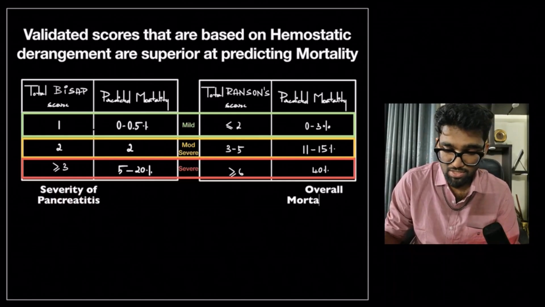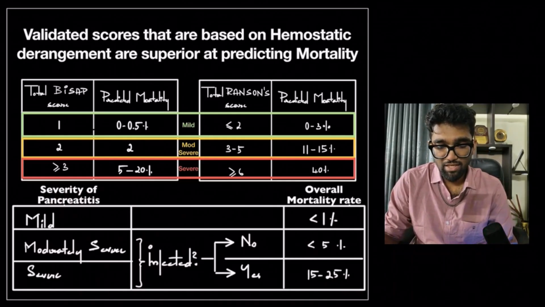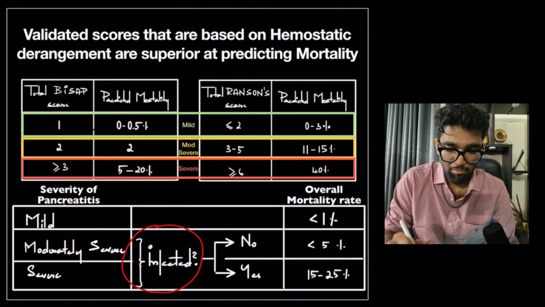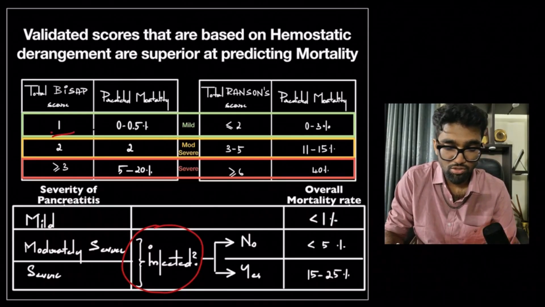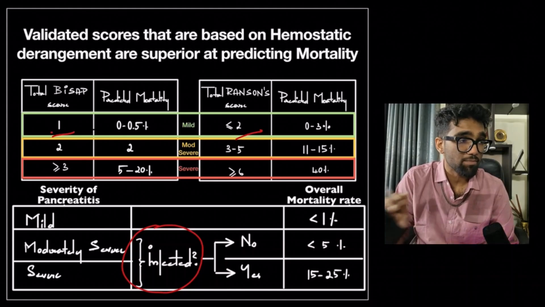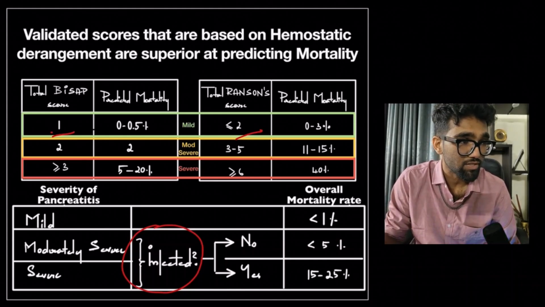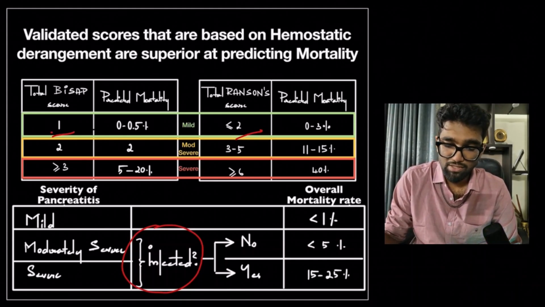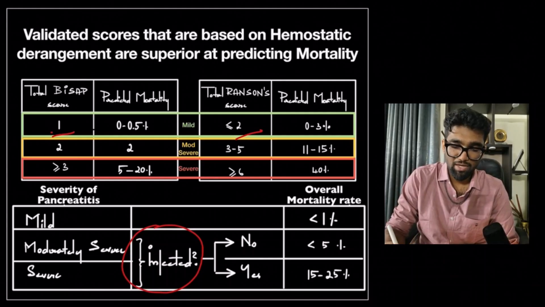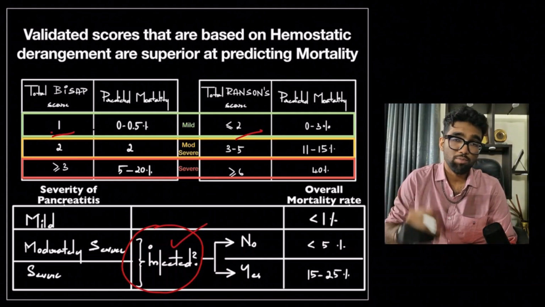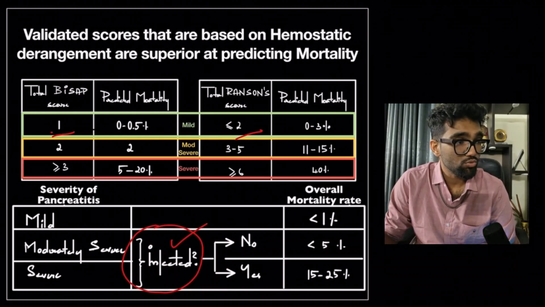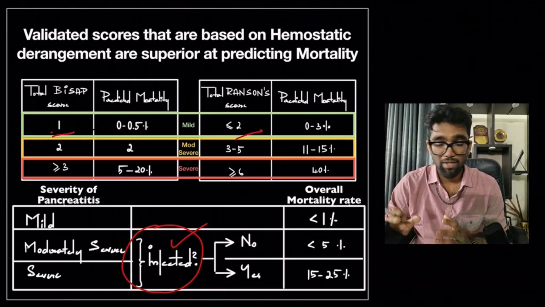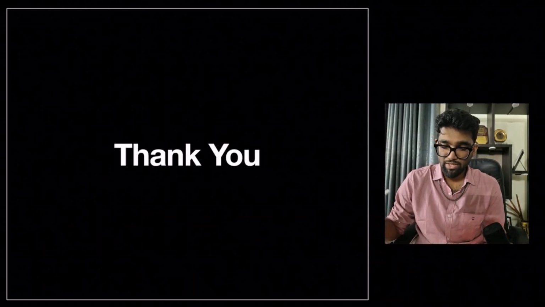So like I've just discussed previously, infection becomes an extremely important parameter, because once you cross a threshold of 1 in BISAP and 2 in Ranson's respectively, automatically the patient's mortality is primarily determined on whether or not they develop a superadded infection. So that's how we use the combination of clinical parameters as well as radiology to determine the patient's prognosis. So that brings us to the end of this discussion.